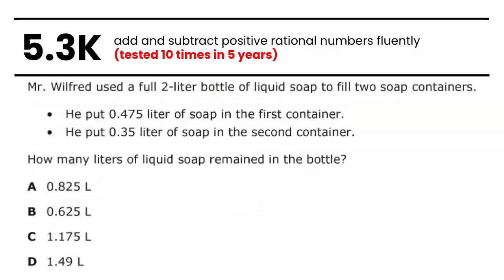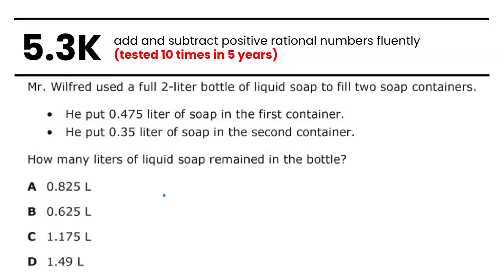As we look at the next question, you'll notice that this is a 2-step problem. Mr. Wilfred used a full 2-liter bottle of liquid soap to fill 2 soap containers. He put 475 thousandths in one of them and 35 hundredths in another one. How many liters of liquid soap remained in the bottle? So what students will have to recognize is that we have to add the 0.475 and the 0.35 first, and then subtract from the 2-liter bottle.